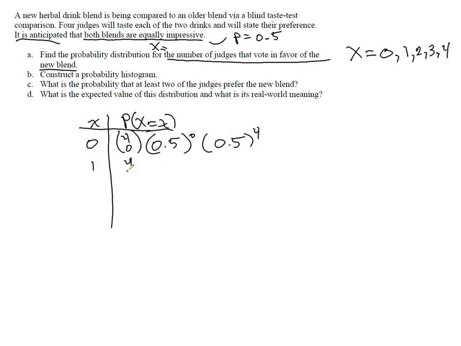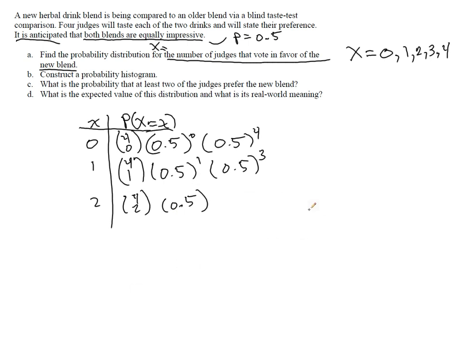For 1, we would have 4 judges, 1 votes in favor, so 1 success and 3 failures. Then for 2, we would have 4 choose 2. There would be 4 choose 2 ways to have 2 judges vote, because remember, the first 2 can vote in favor, the last 2 can vote in favor, the middle 2 can vote in favor, the middle and the first and the last one can vote in favor. So there are multiple ways this can happen, and that's just keeping in mind what this coefficient stands for. And then 3 and 4, we would do the same thing, except 4 choose 3. These powers go up, these powers go down.